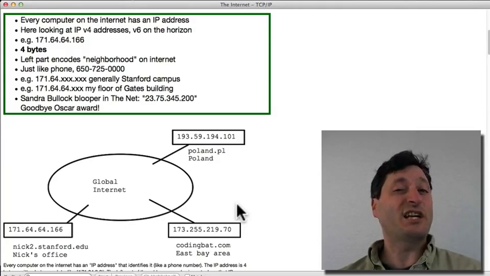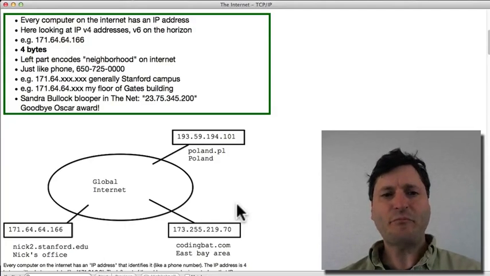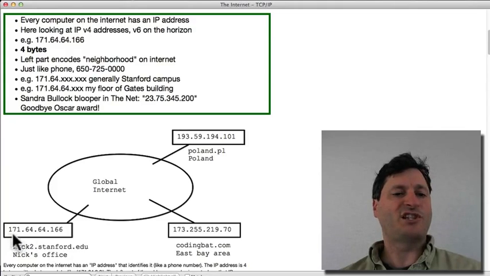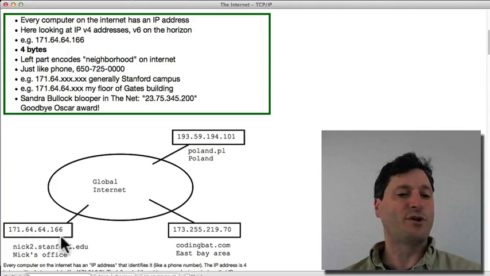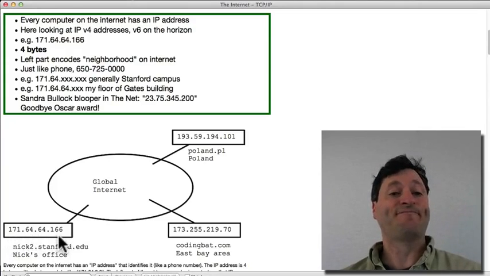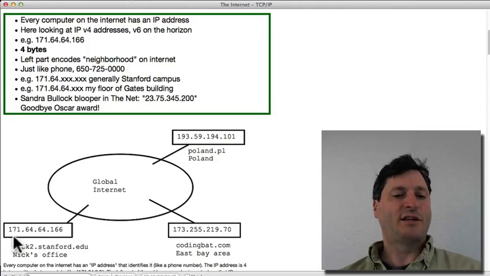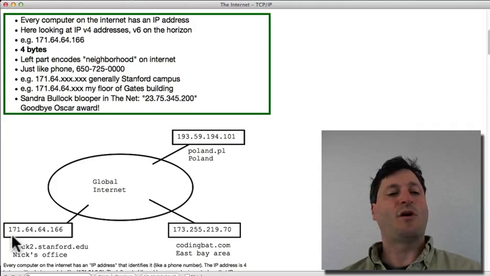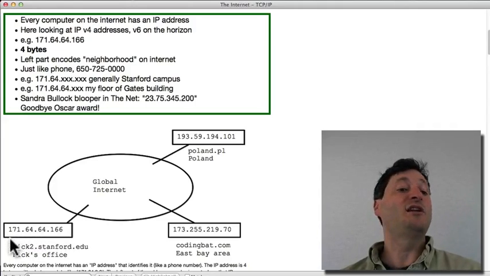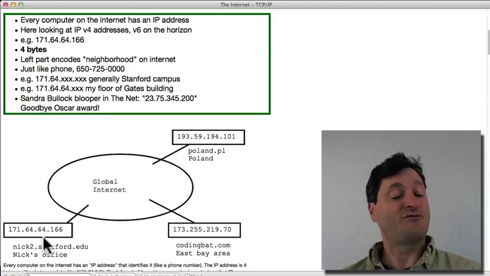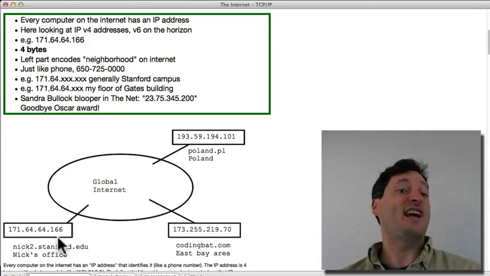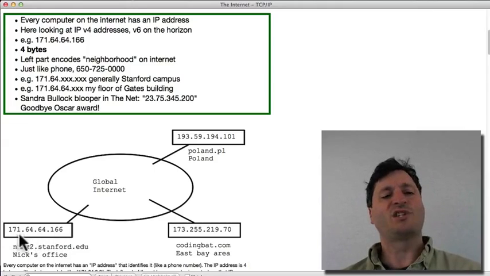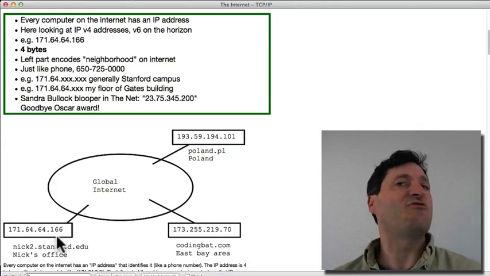There is a revision called v6 that's kind of in the wings, but hasn't really taken off yet. The thing to know about these IP addresses is that it's actually 4 bytes. Those are 4 numbers, each between 0 and 255. Another thing to know is that the left part of the address roughly indicates the neighborhood. For example, the Stanford campus is generally 171.64.something, and in my building, it's 171.64.64.something. So the office next to mine might have an address like 171.64.64.164.